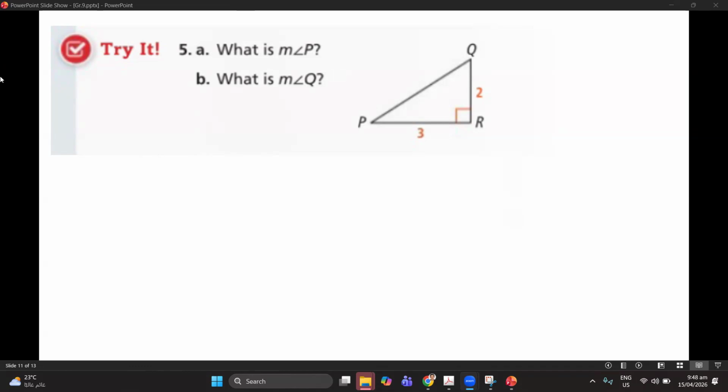What do I have for angle P? I have the opposite and what? The adjacent. Thank you. Now for the opposite and the adjacent, what will I use? Tan. So I will use the inverse of tan for opposite over adjacent.